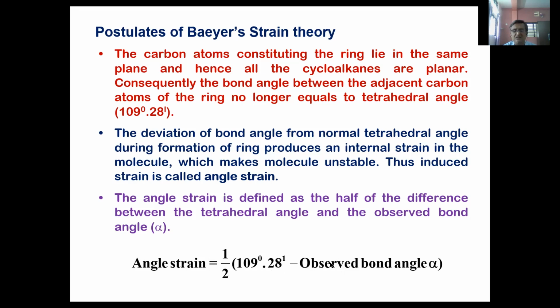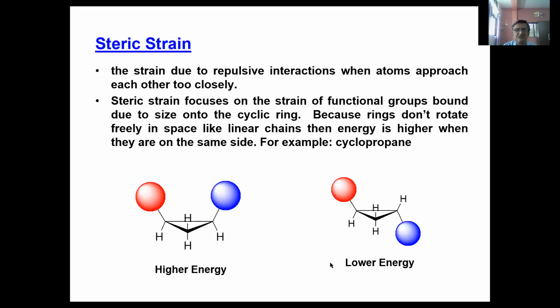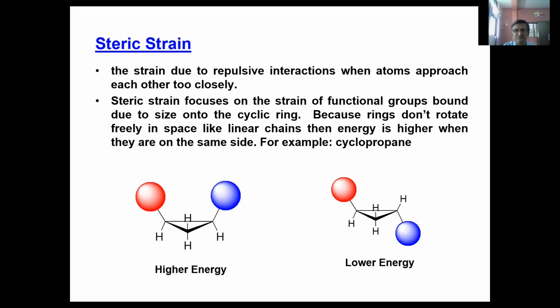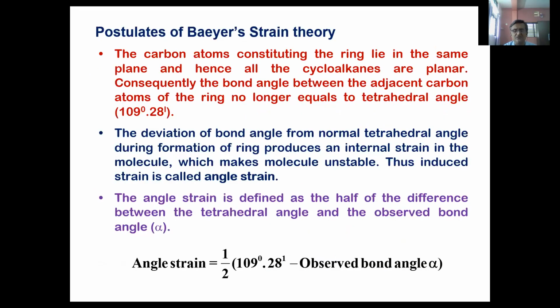Observed angle means, just you can see in the previous slide, this dotted line is indicating simple propane existing as 109 degrees 28 minutes. When it is forcibly brought to form a cyclic structure, this is an observed bond angle. We can call it theta or alpha. Okay, so let us see. Observed bond angle is alpha.